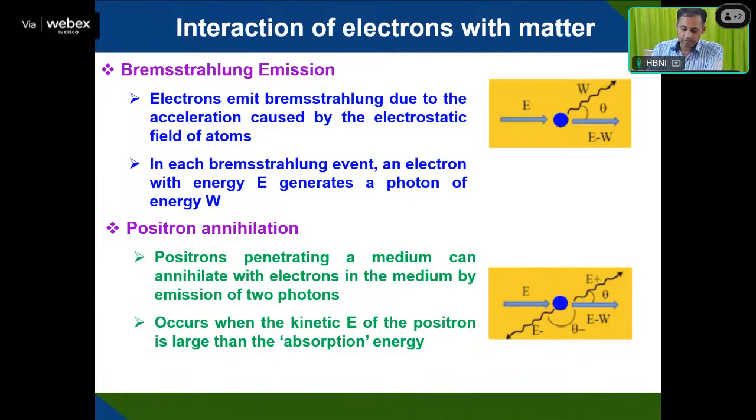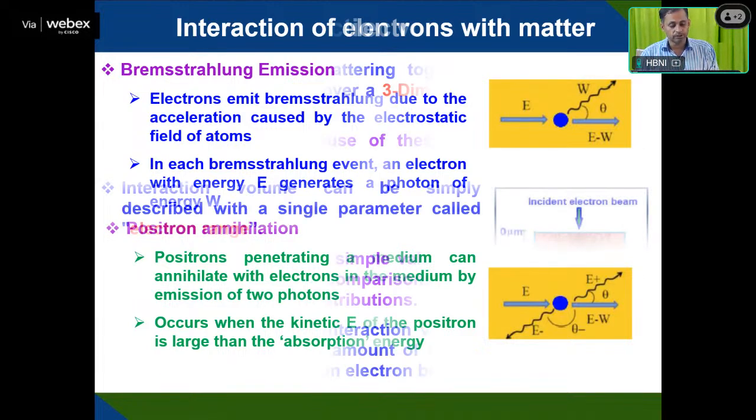In addition to this, if a positron is penetrating inside the medium, it can interact with the electron which is moving inside the material. It will try to annihilate that electron, and the positron will annihilate, forming two photons, two gamma rays, produced here. This occurs when the kinetic energy of the positron is large, and then the energy is absorbed. Positron annihilation spectroscopy is based on this.